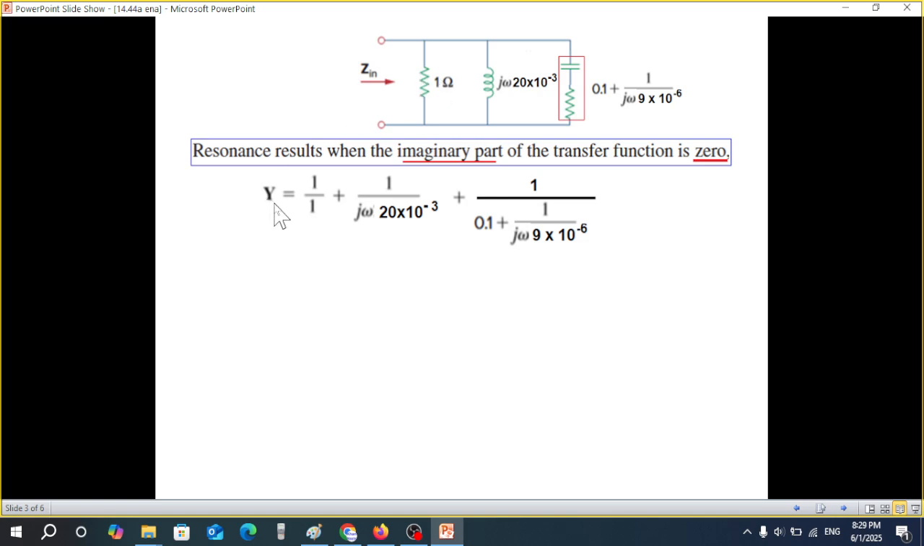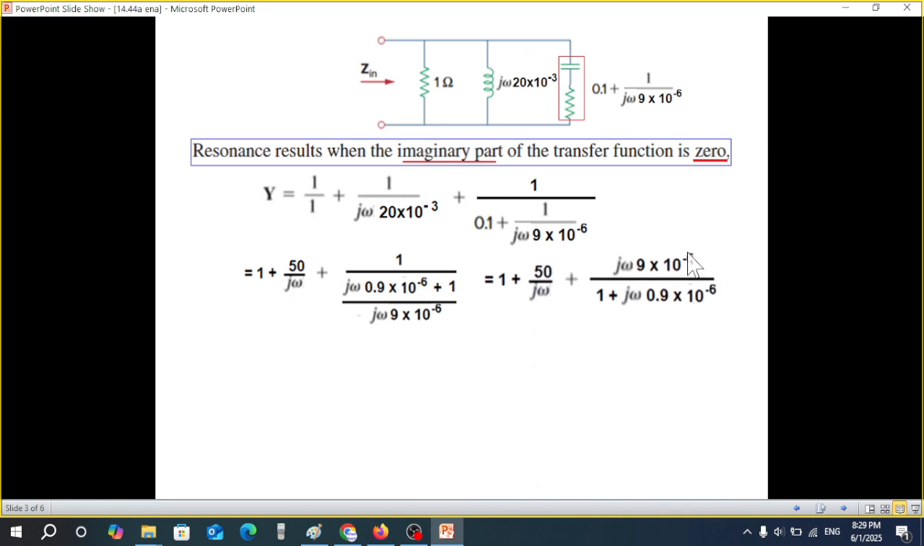So we'll write Y. Y is 1 over 1 here, 1 over j omega L, and 1 over this whole part. And from here, this goes up, 1000 divided by 20, so it will be 5 at the top, j omega. This one we take LCM, and further we'll just invert this. This goes up.